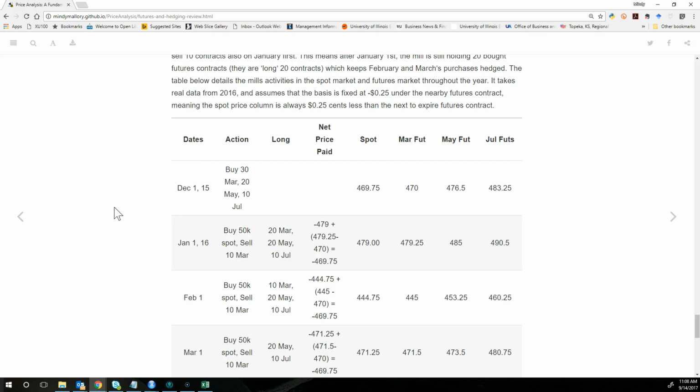So to conduct this example, I took real data from 2016 for these specific futures expirations, the March, May, and July futures. And just to make the example easy, I assumed a constant basis of 0.25 under the nearby futures contract.